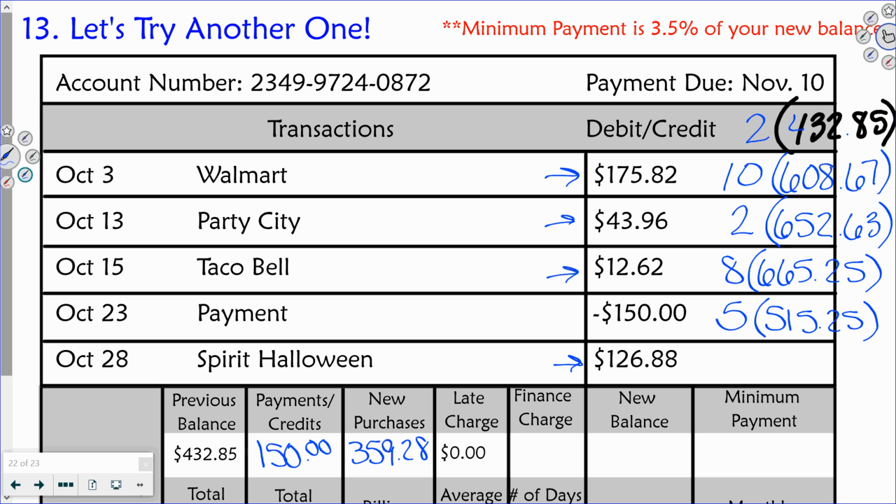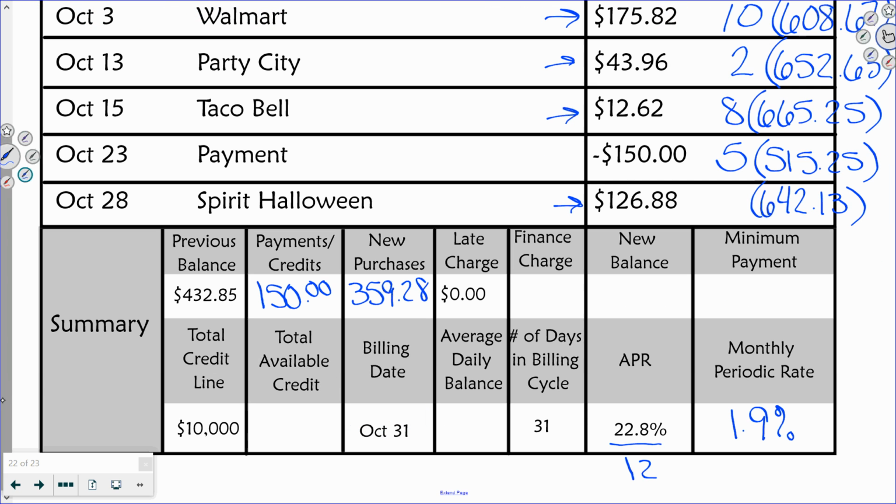All right, and then Spirit Halloween. We're going to add that on, 126.88. Yeah, it's a costume place. Again, how many days? Now, again, there are 31. So I went to 28th, 29th, 30th. Do I count the 31st? Yes, because that's the end of the month. It didn't change again. So 4 days.